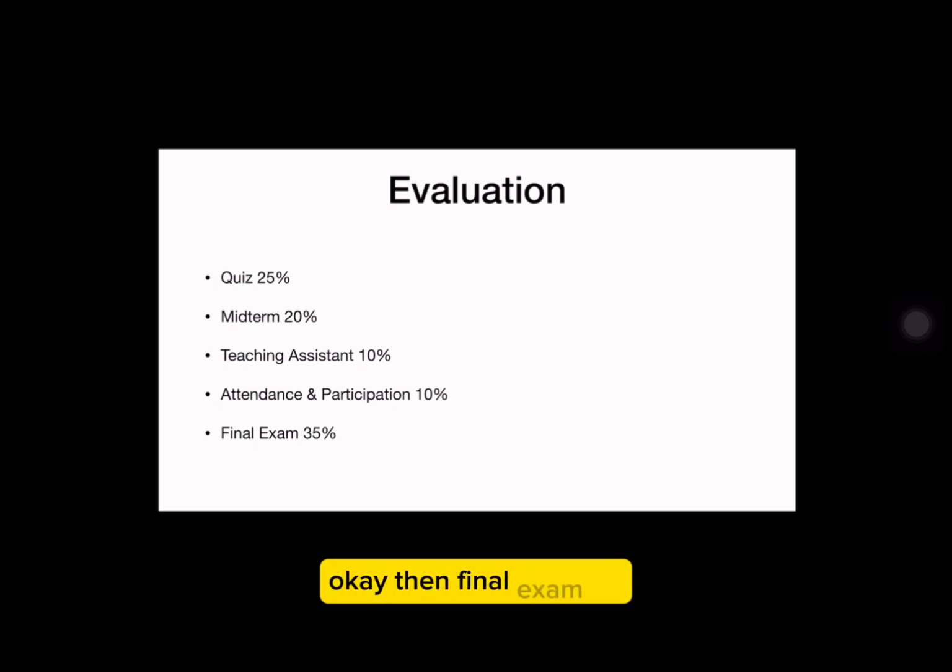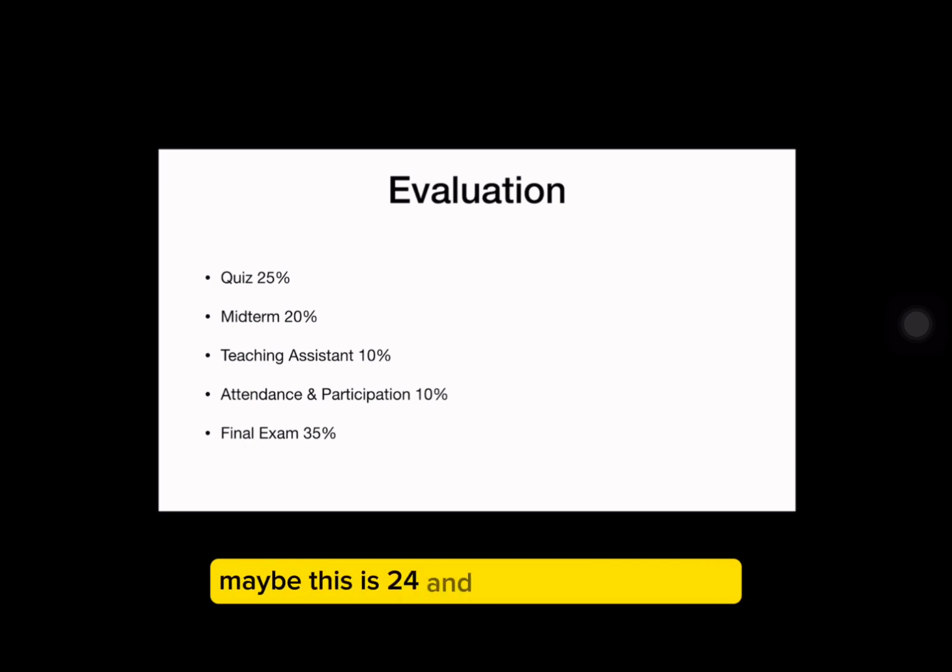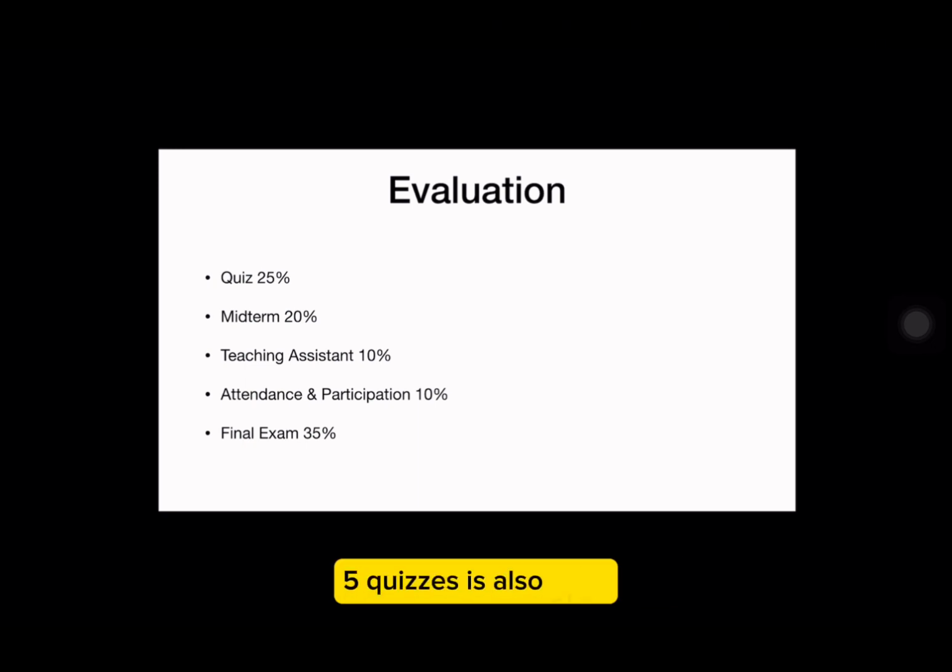Okay, and then the final exam is 35. Okay, that's the structure. So the quizzes will probably be 3 or 4. If there are 4 quizzes, maybe this is 24, and I can add 1 to here. Or if we want to make it 5 quizzes, it's also okay. It depends on our progress. If you think that we need more quizzes, then I think it should be okay.